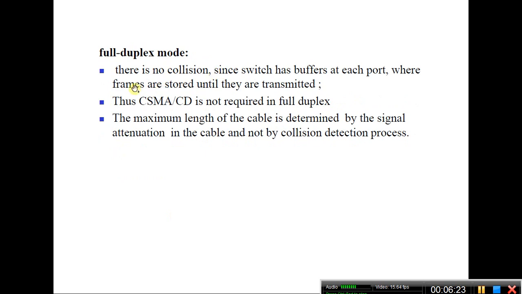In full duplex mode, there is no collision since the switch has a buffer at each port where frames are stored until they are transmitted. So CSMA/CD is not required in full duplex.